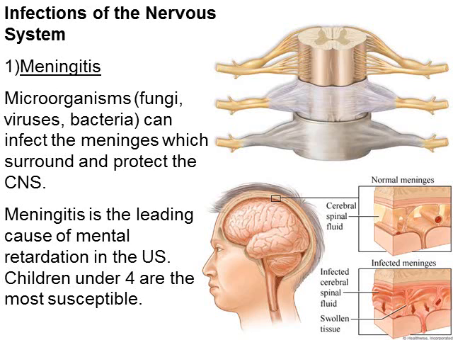Infections, there are many. I'm just going to mention a few here. Meningitis. This is an infection of the meninges. The meninges are a tough, fibrous material that surround and protect the central nervous system. All sorts of things get in there. Fungi can, viruses, bacteria. And once that's inflamed, we have a problem because the brain is encased in bone and it has nowhere to go. It's the leading cause of mental retardation in the United States. And children under 4 are most susceptible. Often infections in this age group happen quickly.